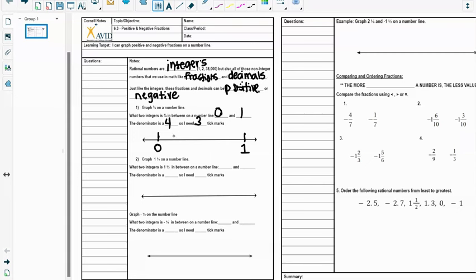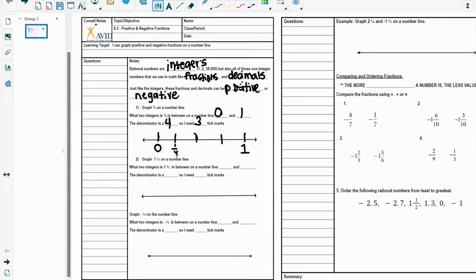So we'd have 1, 2, 3. And just try to space them out as evenly as possible. It does not have to be perfect. And we're counting by fourths. So this first one would be 1/4, then 2/4, then 3/4. We'd put a nice big dot on 3/4, and that is graphing 3/4.